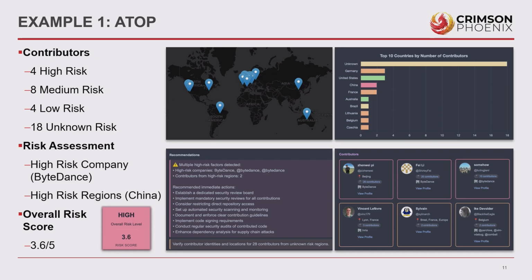And then we basically come up with a score, basically depending on all the contributors. In this case, we rated atop high, risk score of 3.5 out of 6.